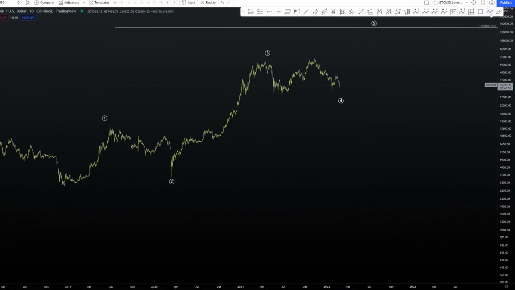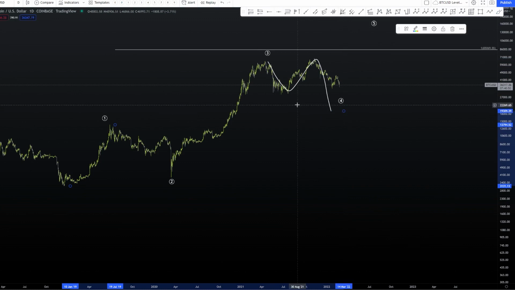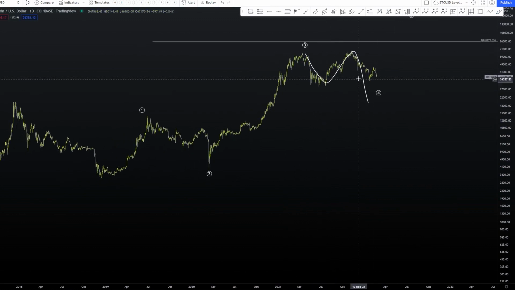Now, of course, if we do get a triangle or if we come down further, like this, we just have to adjust this pivot to wherever we put in the low. So that's one way we could kind of get a target to the upside for the wave 5.